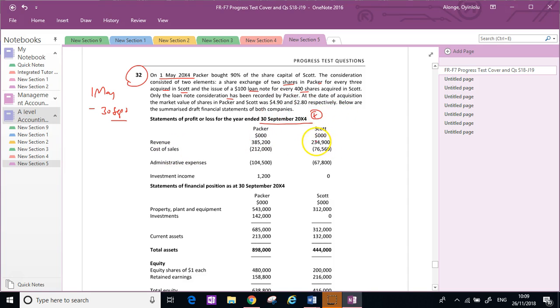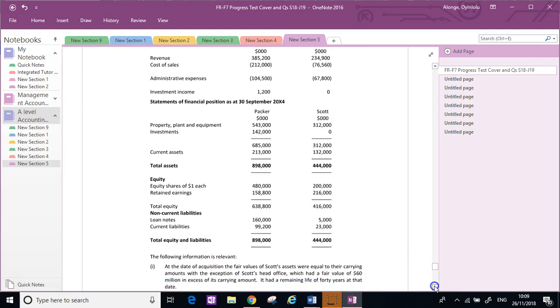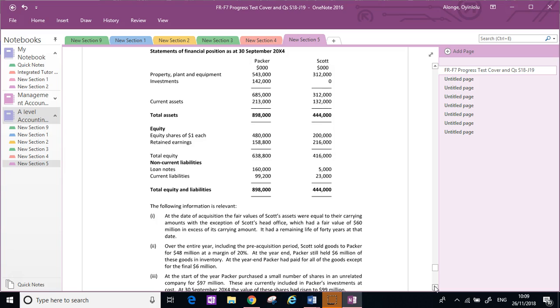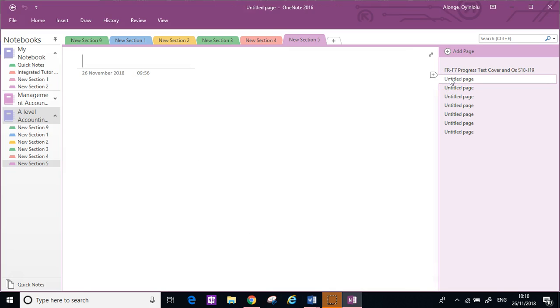You have Packer, you have Scott, and of course you've read the question before you look at what I'm doing. I'm just going through the workings to make sure that you're happy if there are any concerns. And let's just go. So I'm going to start. You have quite a few adjustments that you have to play with. So generally with this, what you always want to do as usual is to have a working schedule, right? And it's always good to do that.